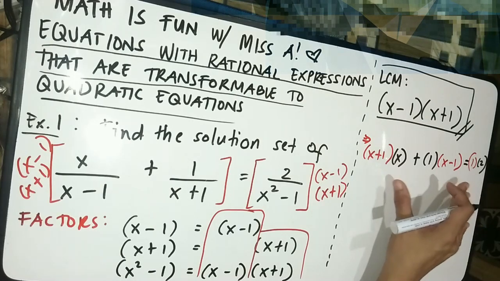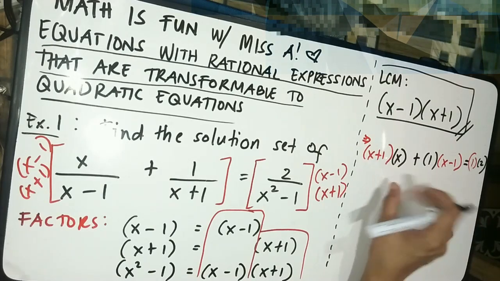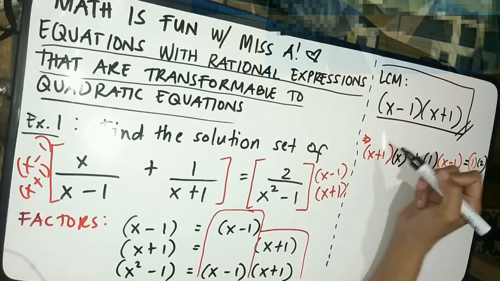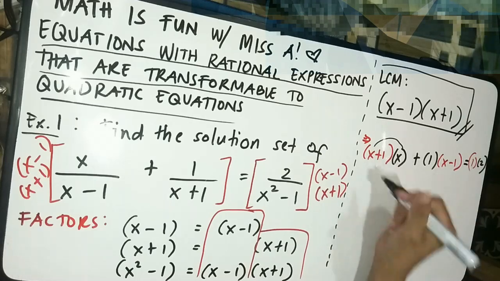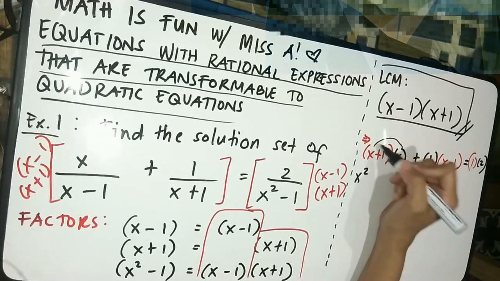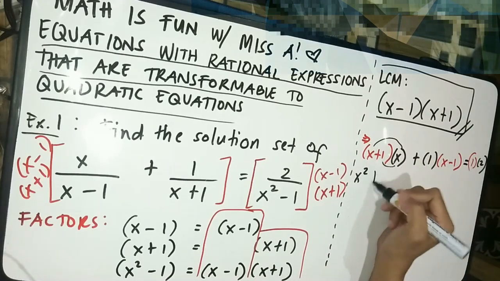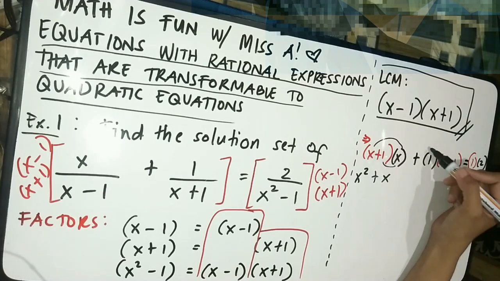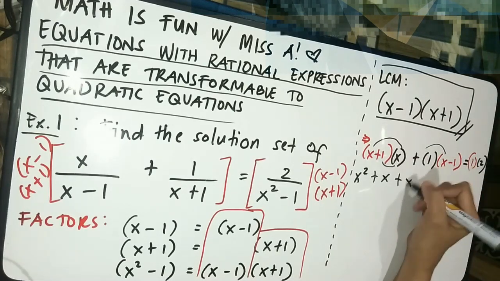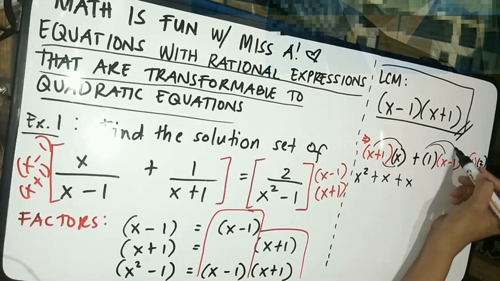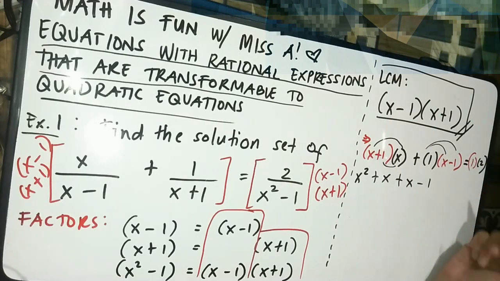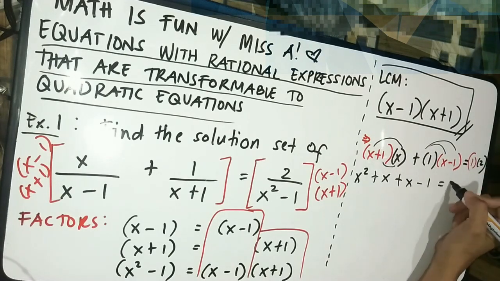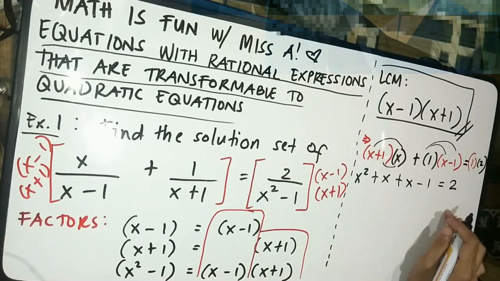Let us just simply simplify this one further by using the distributive property. So, you have x times x is x squared. Then, you have 1 times x. That is simply equal to x. Positive 1 times x is positive x. Positive 1 times negative 1 is negative 1. And then you have 1 times 2 which is equal to 2. Combine like terms.